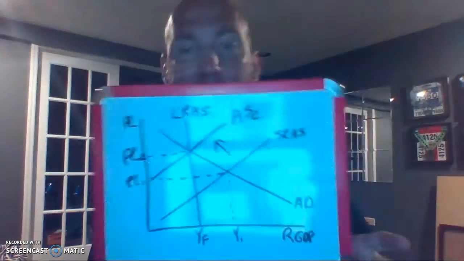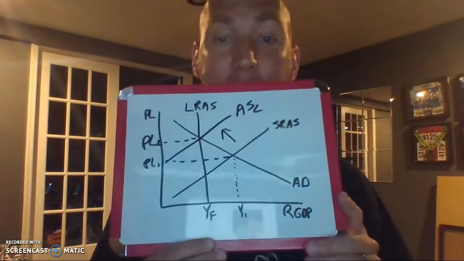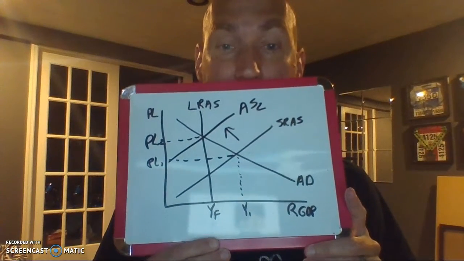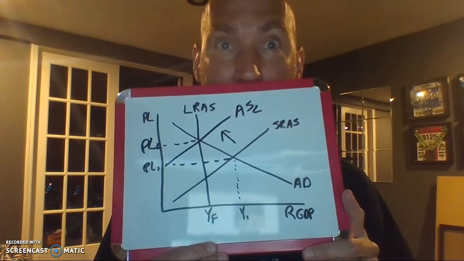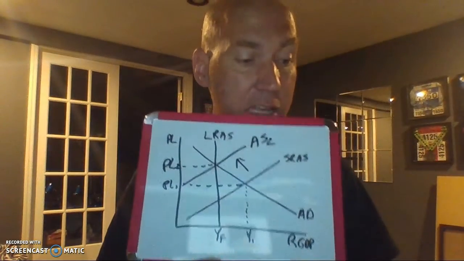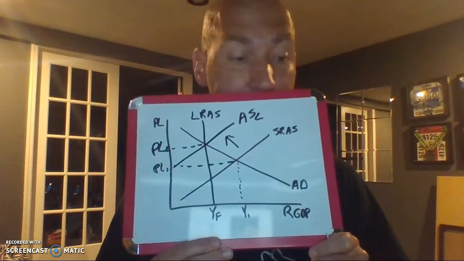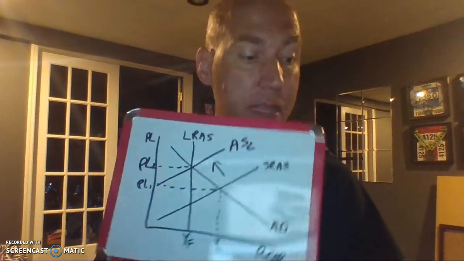aggregate supply decreases. Short run aggregate supply decreases. So, aggregate supply shifts to the left. Okay, so you have a situation where short run aggregate supply decreases. And in doing so, the price level goes up to PL2. That's your answer for part B.